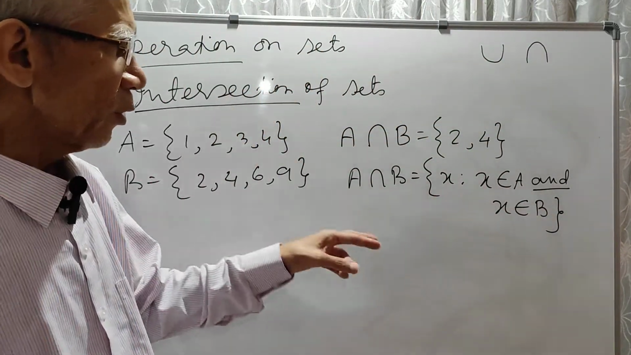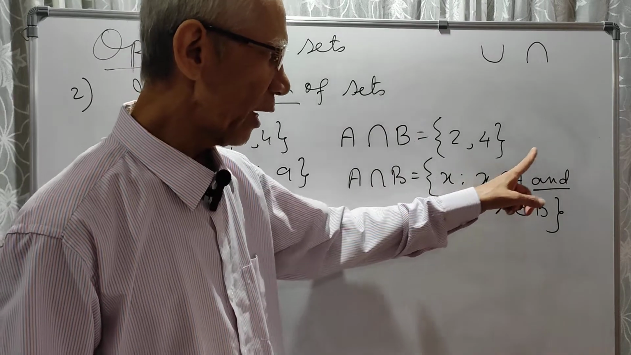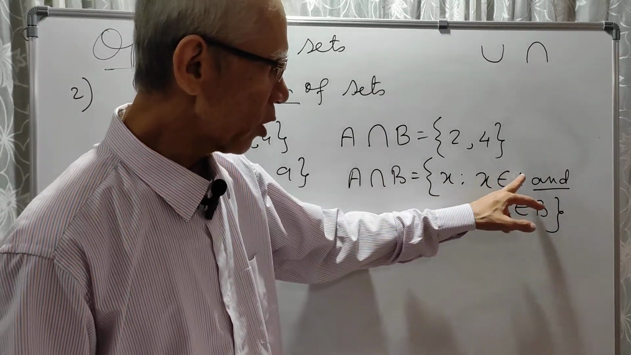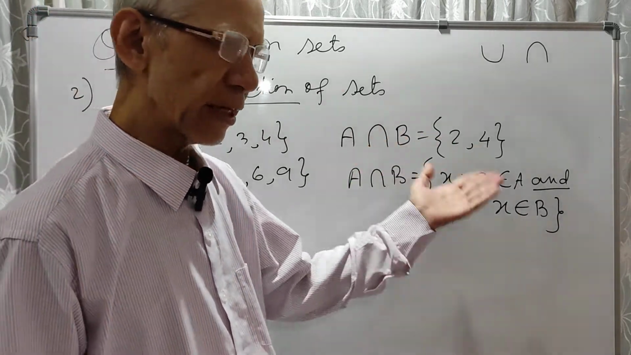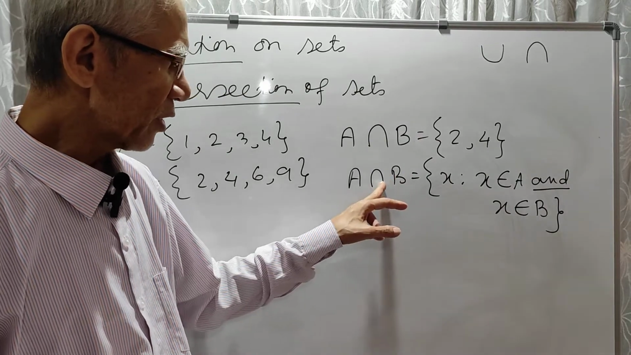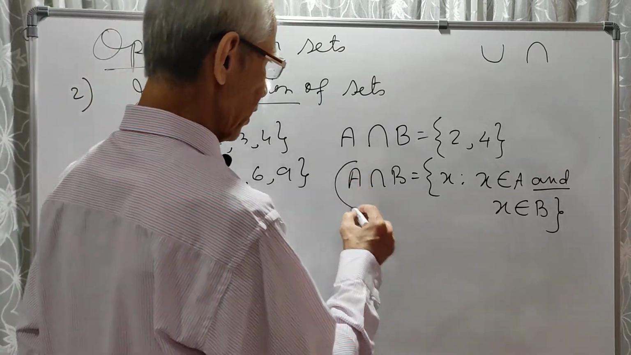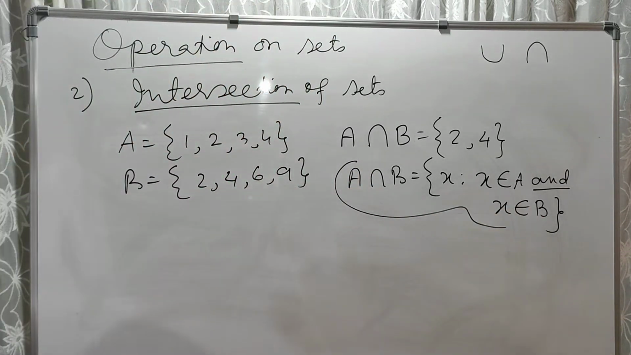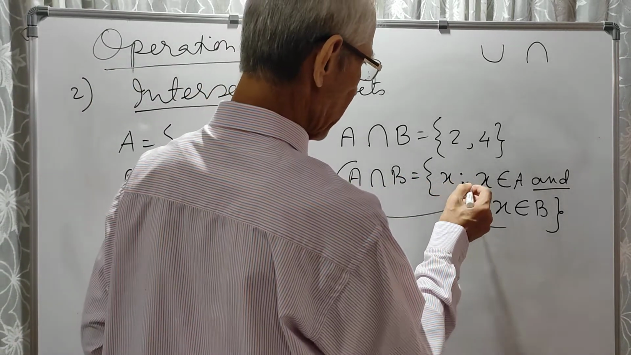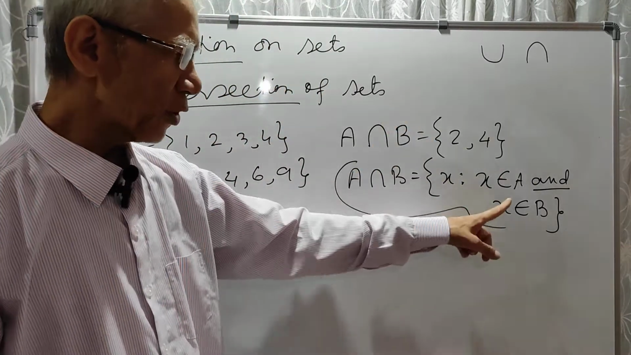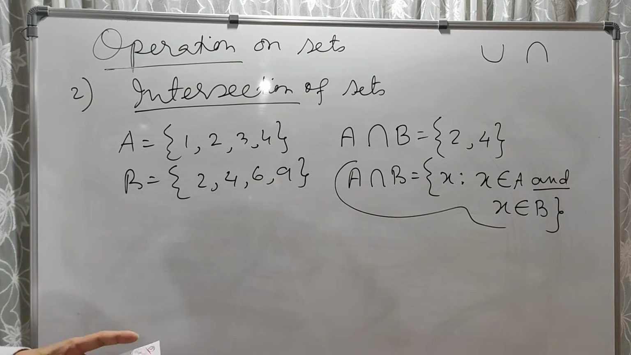In case of union, we wrote X belongs to A or X belongs to B. But here X belongs to A and X belongs to B. That means X must belong to both A and B, not either A or B. So this is the general expression of intersection. A intersection B is the set of X such that X belongs to A and also X belongs to B.